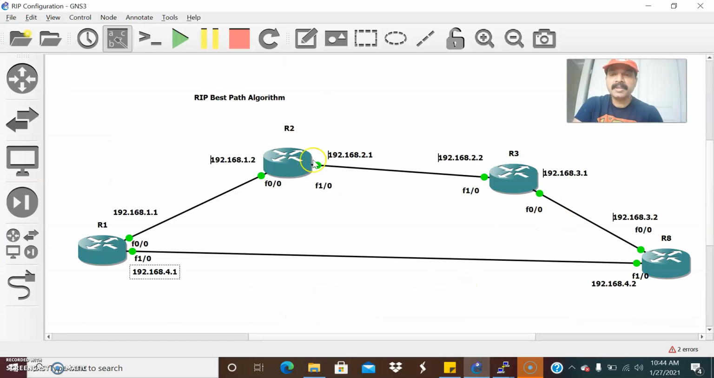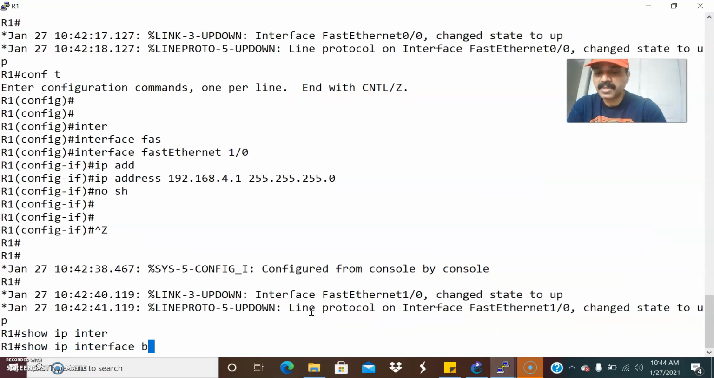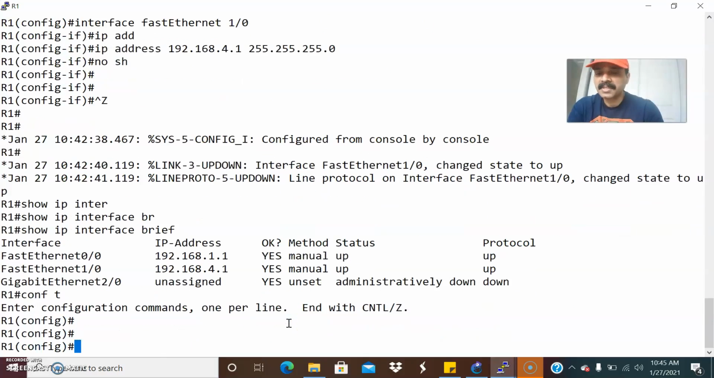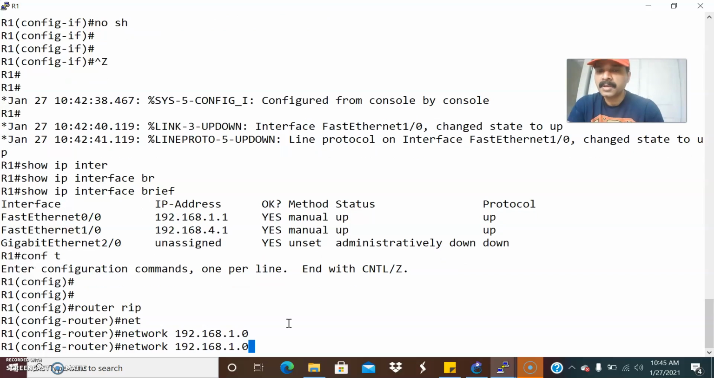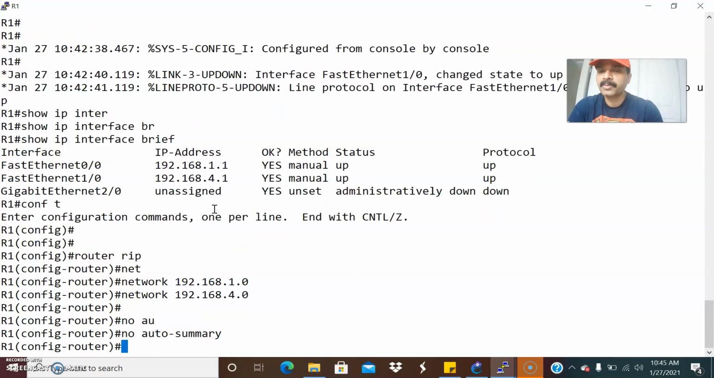Only one thing is pending: we have to enable the routing protocol RIP. Let us go to R1 and quickly check the interfaces with show ip interface brief to check that all the interfaces are up. Now let us advertise the networks. Router RIP, network 192.168.1.0 and 4.0. By seeing show ip interface, I can see what the networks are, so that's the reason I've done this. Now do a no auto-summary.